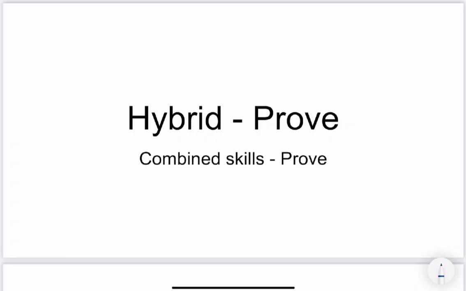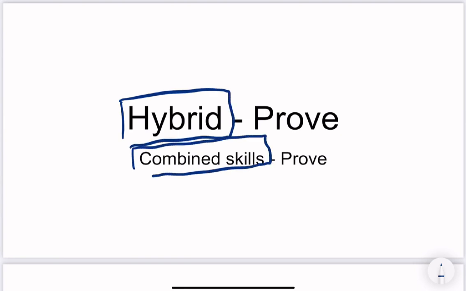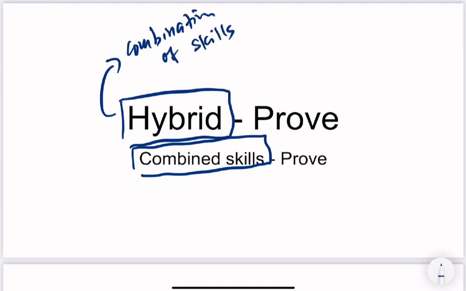Okay, for this particular video, we will be looking at a hybrid proof question, or what we call a combined skills proof question. As the name suggests, you are looking at a combination of skills here. Now, in these particular questions, you will always see two sources.